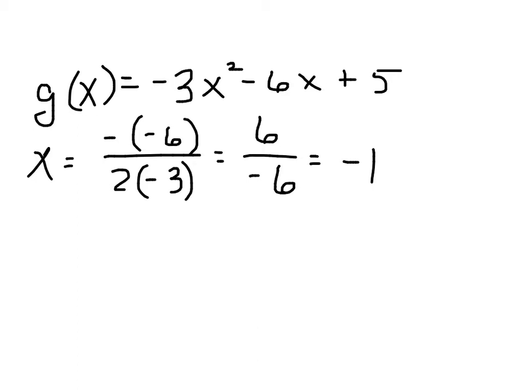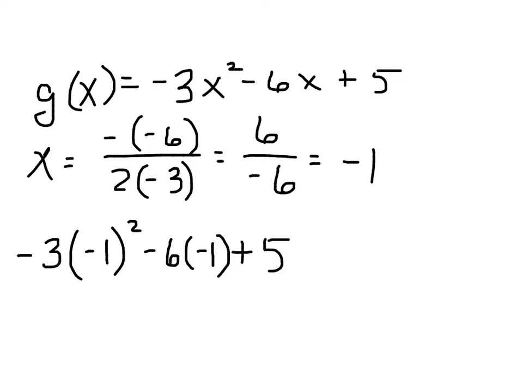Then as far as the minimum or maximum value, plug that negative 1 into your equation and let's see what we get. Again, if you use your calculator, you could type the whole thing as it looks and it should give you the right answer. But if I don't have a calculator on me, negative 1 squared is 1. 1 times negative 3 is negative 3. Negative 6 times negative 1 is positive 6, plus 5. Negative 3 plus 6 is 3, plus 5 is 8.